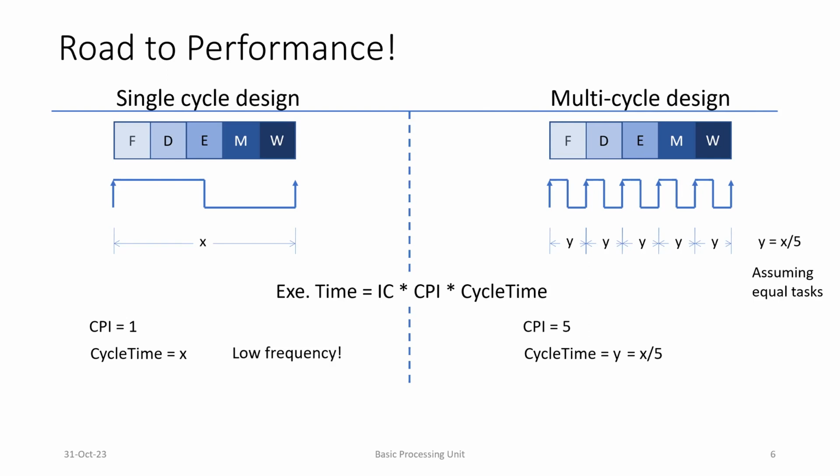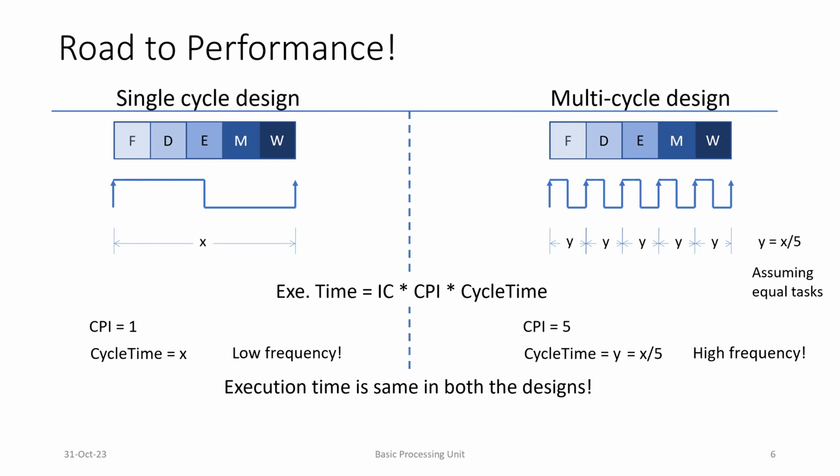So we can say that single cycle design is running at low frequency, multi-cycle design is running at high frequency, right? But is the multi-cycle design faster? No, because the execution time is now the same. The instruction count, or the program that we are running, remains the same, and the product CPI times the cycle time is the same, both in the single cycle design and multi-cycle design.